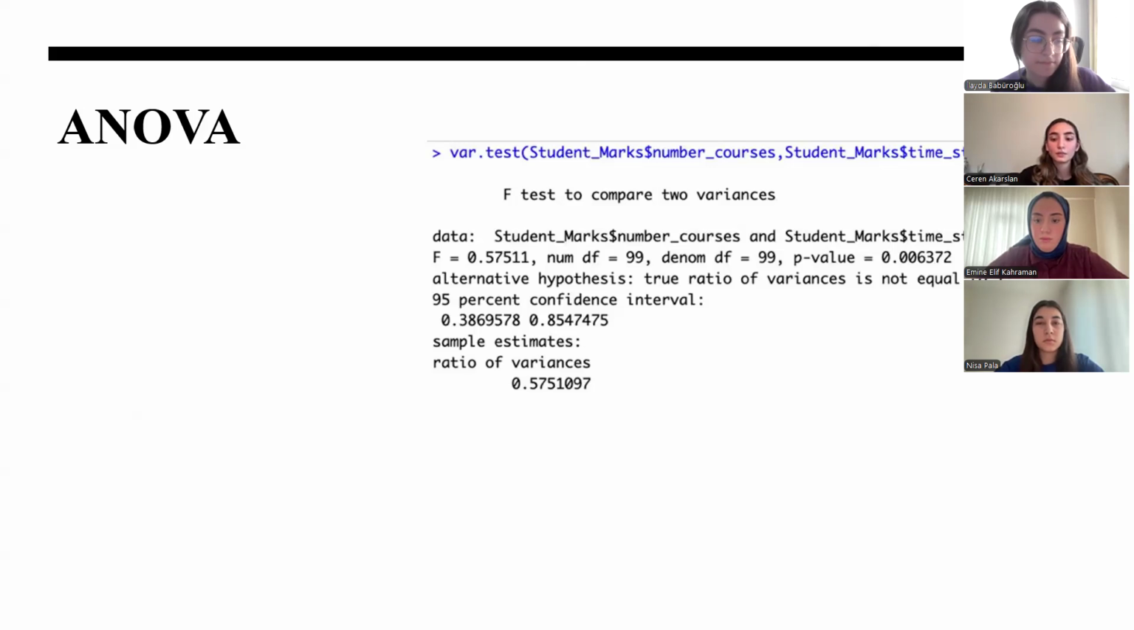This code is an example of applying the F-test in R. In this code, we compare the variances of number of courses and study time.